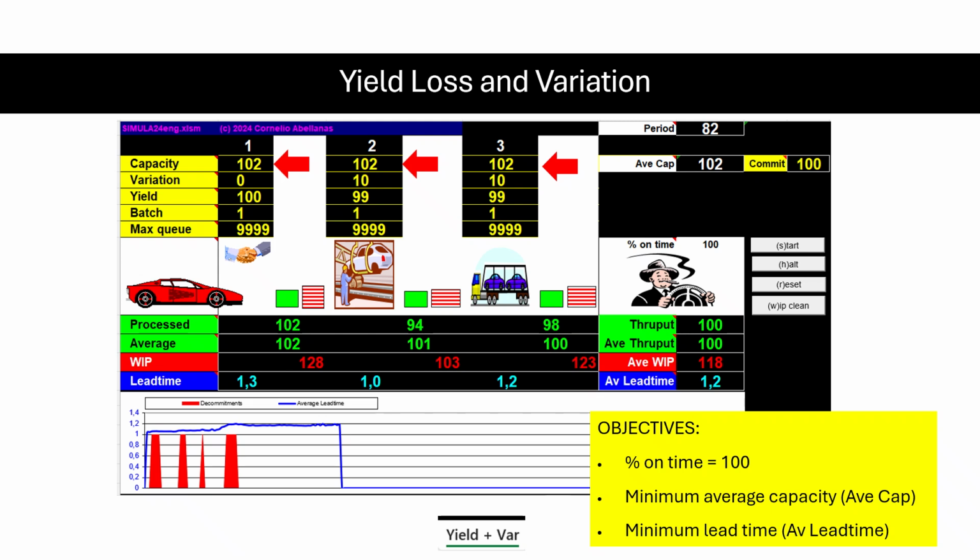Set up. Select Simulator tab. Halt simulation. Reset. Clear WIP. Yield equals 99 in all steps except number 1. Variation equals 10 in all steps except number 1. Objectives: percent on time equals 100, minimum average capacity (AV cap), minimum lead time (AV lead time). Proposed solution: enter capacities and maximum Q for each step.